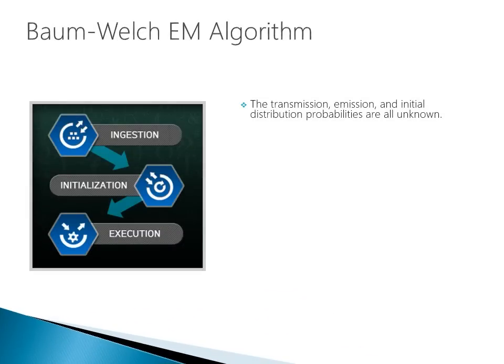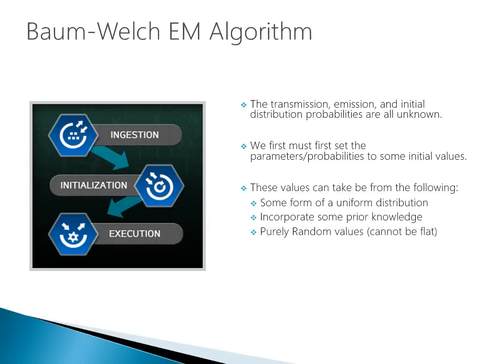So I'm working with a hidden Markov model, and the transition, the emission, and initial distribution probabilities are all unknown. Well, when we're working with this, I first need to set some parameters and some probabilities to some initial values. Okay. And these values can be taken from the following. It can be some form of a uniform distribution, I can incorporate some prior knowledge, or I can take a purely random value, but it just can't be flat across the parameters.